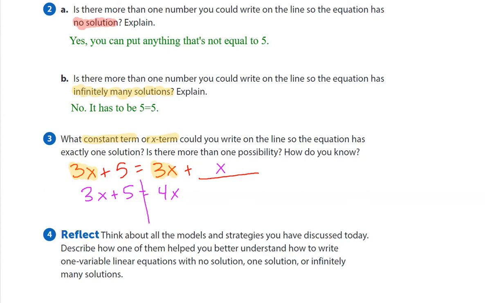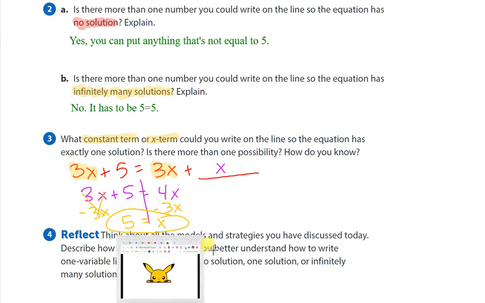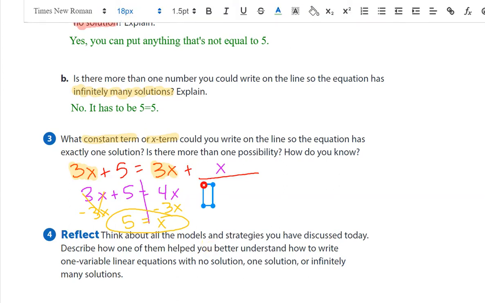Okay. So I can now subtract 3x from both sides, and I've got 5 equals x. Ta-da! One solution. So now we have to explain it. We can't just put our example. It says, how do you know? How are we going to explain that one?